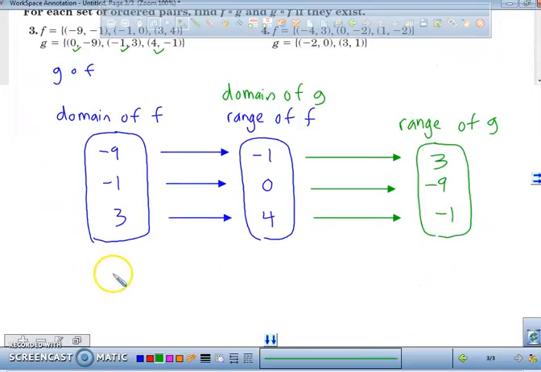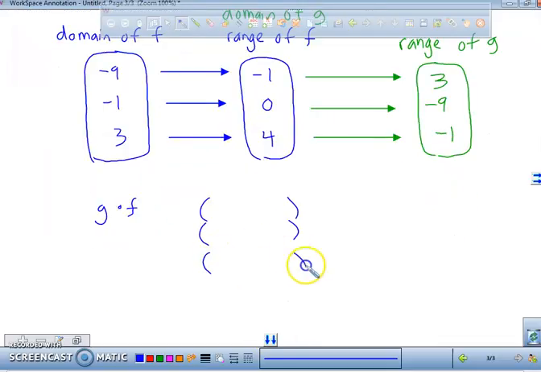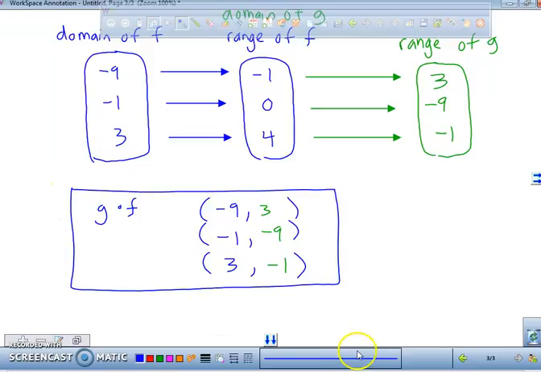So this one does exist. I'm going to write here G of F does exist, and the ordered pairs I'm going to have are also going to be 3 sets of ordered pairs. When I start with a -9, that eventually got me to a 3. When I plugged in a -1, eventually that led me to a -9. And last but not least, when I started with a 3, that got me all the way to a -1. And that would be my answer, everybody, for G of F.